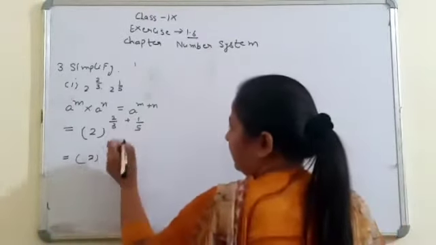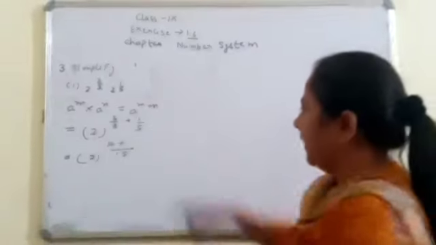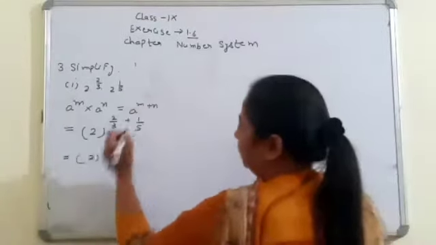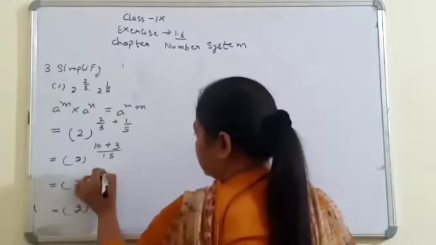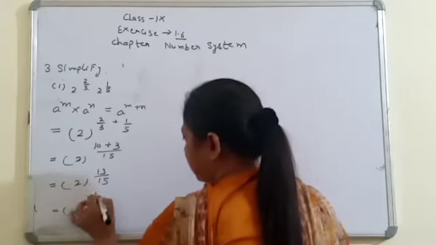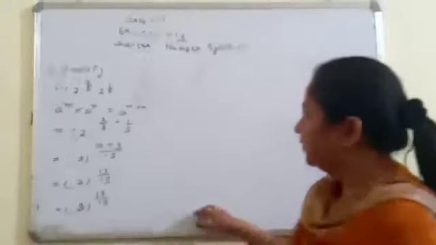15 divided by 5 is 3, 3 ones are 3. 2 raised to power... This is 13, not 10. Correct it. Now again I am repeating this question.